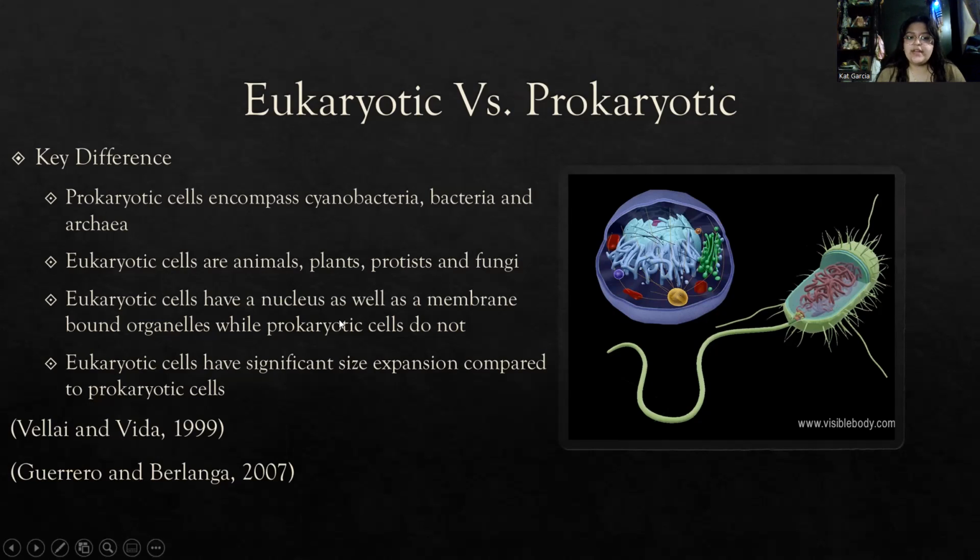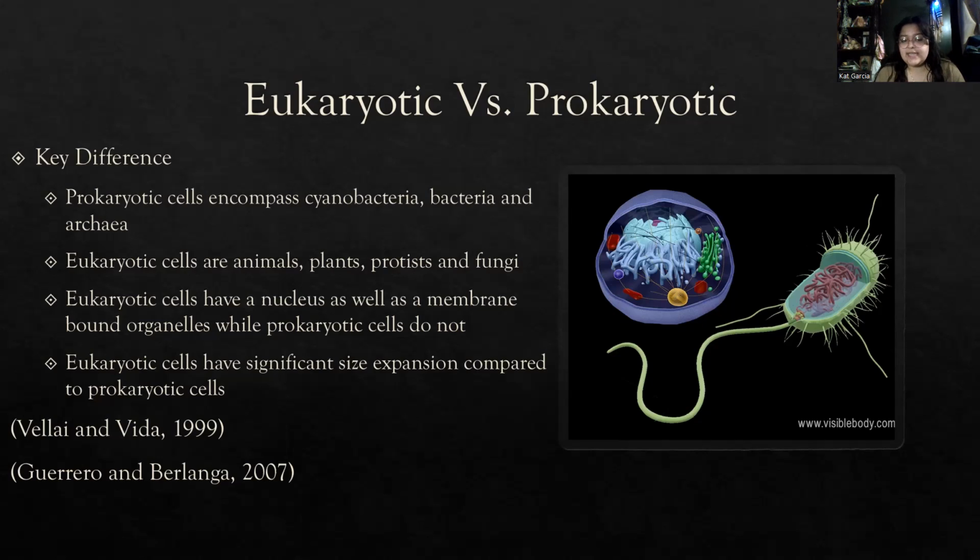Next, eukaryotic cells have a nucleus as well as membrane-bound organelles, while prokaryotic cells do not. So to repeat, prokaryotic cells do not have membrane-bound organelles or a nucleus, which houses their DNA. This is solely exclusive to eukaryotic cells, which, as we stated earlier, are animals, plants, protists, and fungi. So those are 2 key differences between the two.